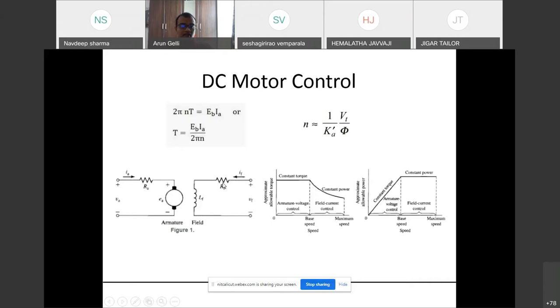In the case of speed, it is given by this formula, where speed is inversely proportional to the flux. If you control the field winding current, the flux will vary, and when the flux varies, the speed will vary. So the field can be controlled separately, giving a decoupled relation between torque and speed. Both can be independently controlled, and these are some curves showing the constant torque region and power region, which we will come to at a later point of time.